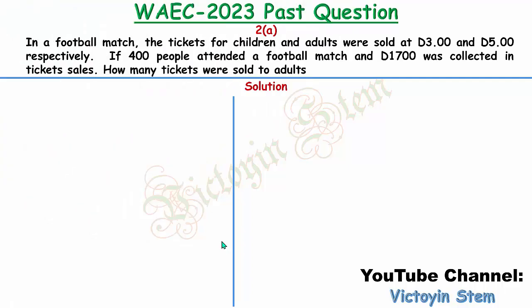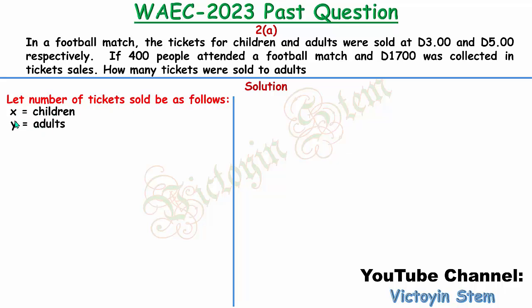Now to the A part of the question. To figure this out, I will say let number of tickets sold be as follows. Okay, X for children and then Y for adults. Now if that be the case, I can say X plus Y, that is the total number of children and adults that attended the competition.